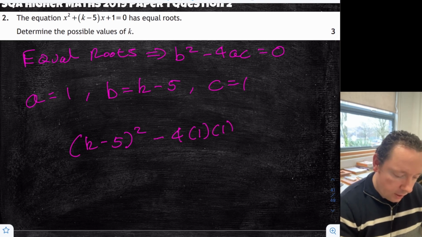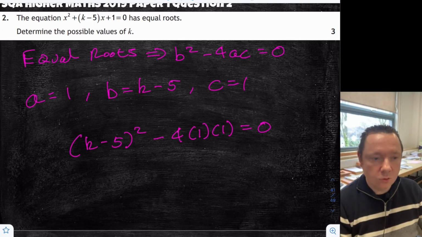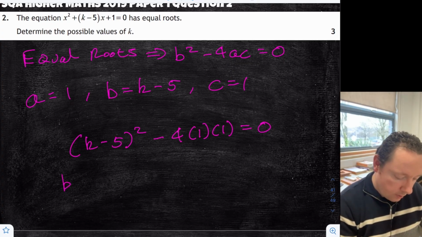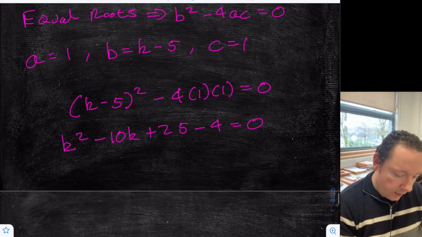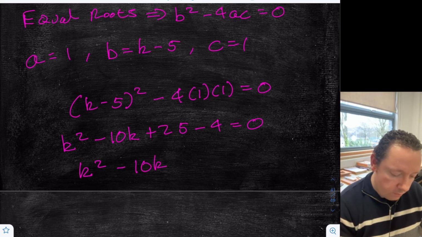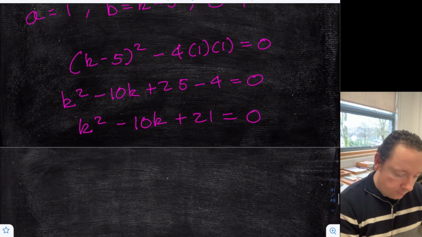Expanding (k minus 5) all squared gives me k squared, minus 5 times 2 is minus 10, so minus 10k, 5 5s is 25. And then we've got 4 times 1 is 4 equals 0. So that's k squared minus 10k, 25 minus 4 is 21 equals 0. And if we're lucky, that will factorize.